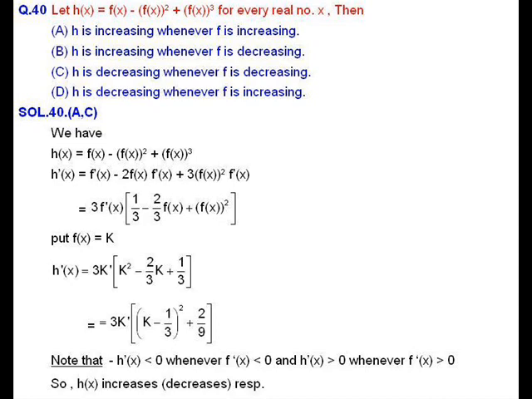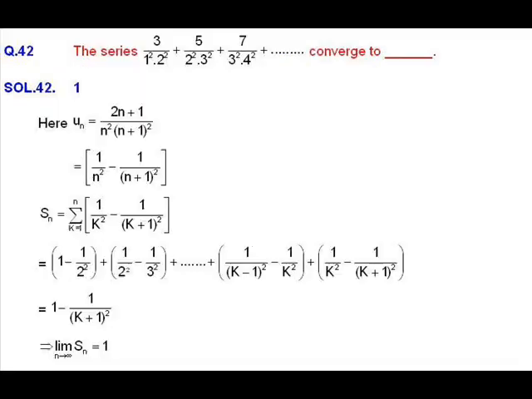So basically the sign of h dash completely depends on the sign of f dash. When f dash is less than 0, then h dash will be less than 0, and when f dash is greater than 0, then h dash will be greater than 0. So this shows if f is increasing, then h is increasing. If f is decreasing, then h is decreasing. So here options A and C are correct.